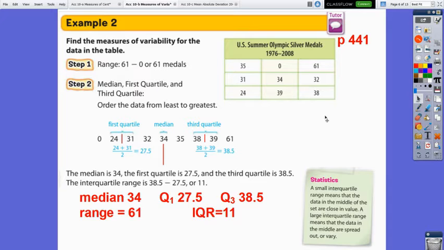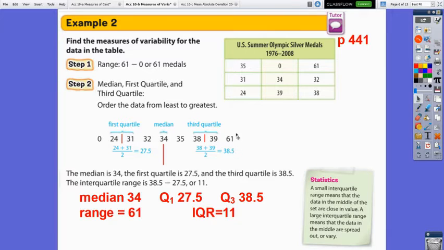Okay, so here is an example. What are the measures of variability for the data in this table? It's the number of Olympic silver medals won between 1976 and 2008. Unfortunately, our books are pretty old, so this is the statistics we get in there. You have to look through this table and identify the highest and lowest numbers. Actually, what you have to do is put them in order from least to greatest. You're going to have to do that anyway to find the interquartile range, Q1 and Q3. So you might as well start by putting them all in order from lowest to highest. Then you can see what the biggest and smallest numbers are and get the range.